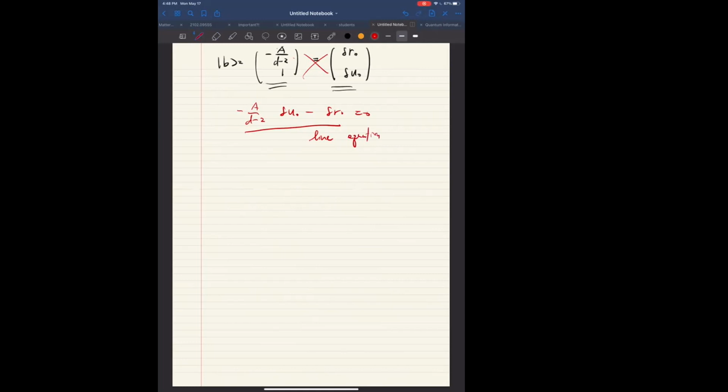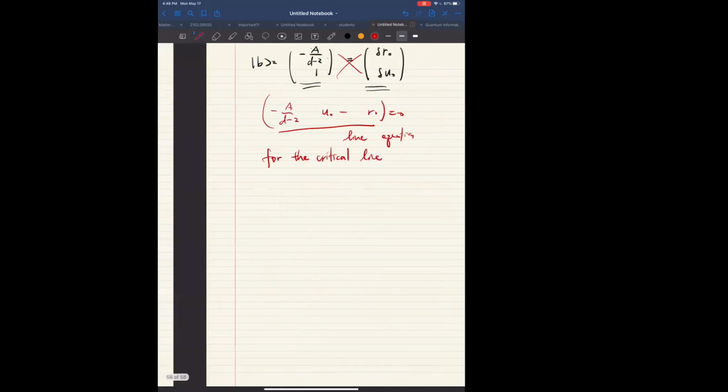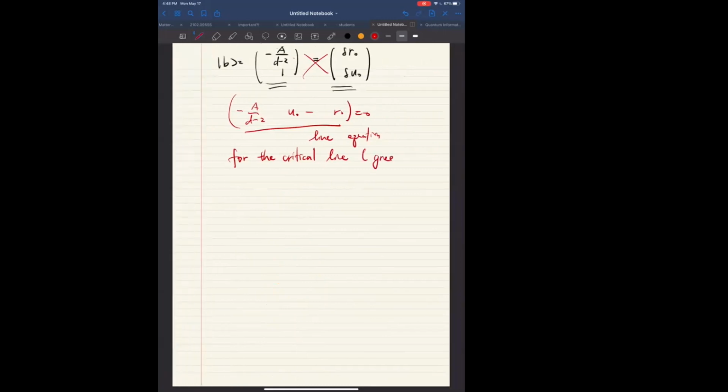So I can erase this delta. So this is basically the line equation for the critical line. So that is the flow diagram you can obtain for this, which corresponds to the green lines. Okay.